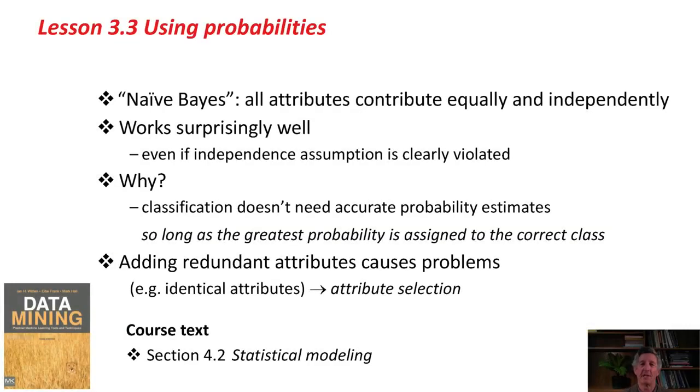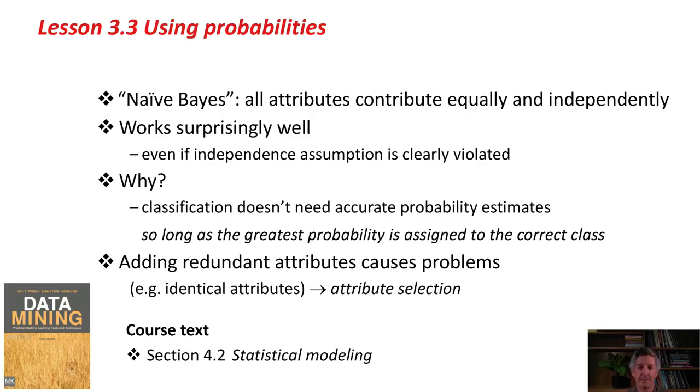Okay, that's the naive Bayes method. The assumption is that all attributes contribute equally and independently to the outcome, and it works surprisingly well, even in situations where the independence assumption is clearly violated. Why does it work so well when the assumption is wrong? Well, that's a good question. Basically, the classification doesn't need accurate probability estimates. We're just going to choose as the class the outcome with the largest probability.